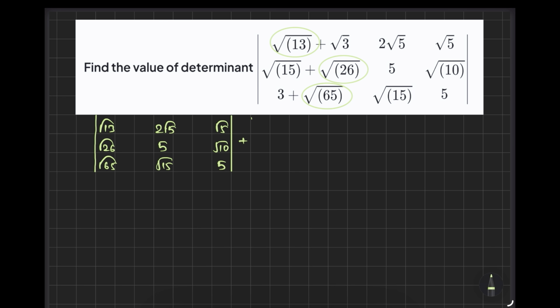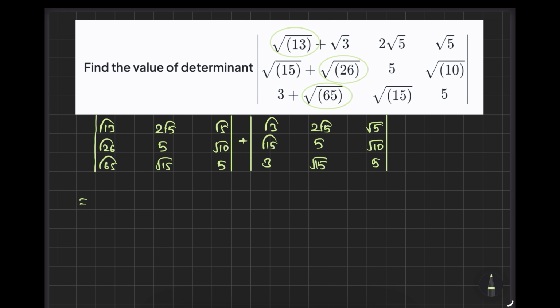Plus, now the remaining part: root 3, root 15, 3, 2 root 5, 5, root 15, and then root 5, root 10, 5. So we split it into two determinants.